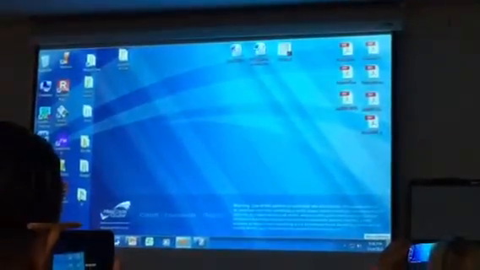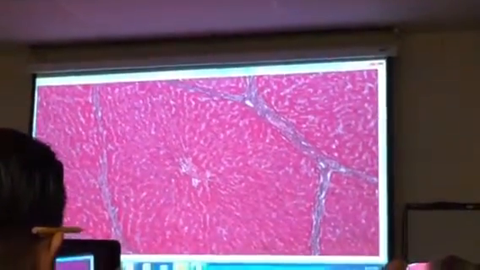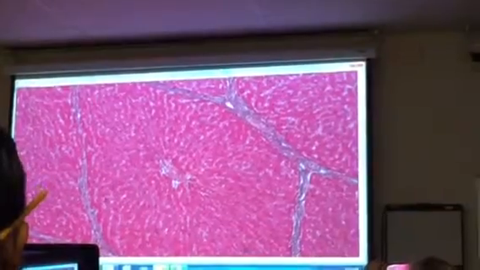The question would be, let's name the organ. The liver is easy. On some of the other ones, we'll move on to, it will be a little more difficult, but I'll give you all the tips.